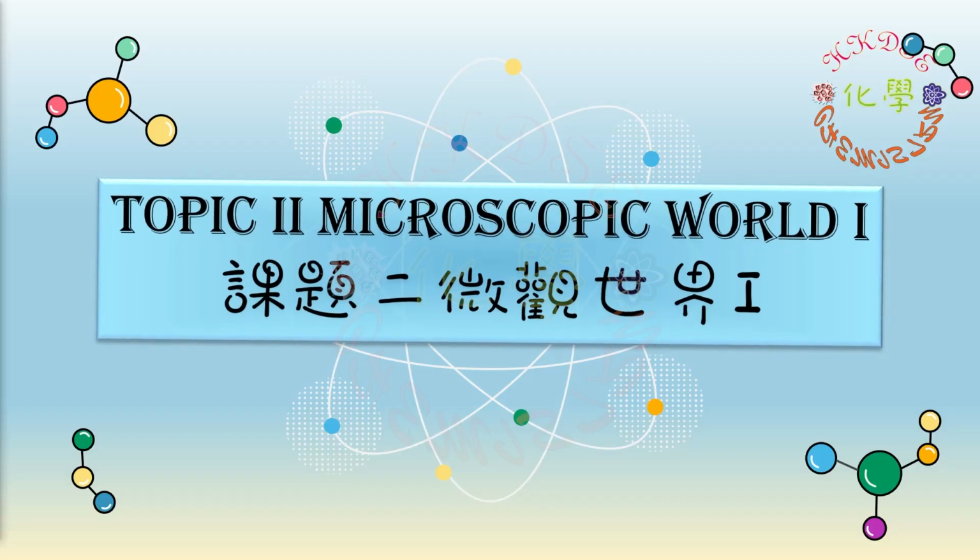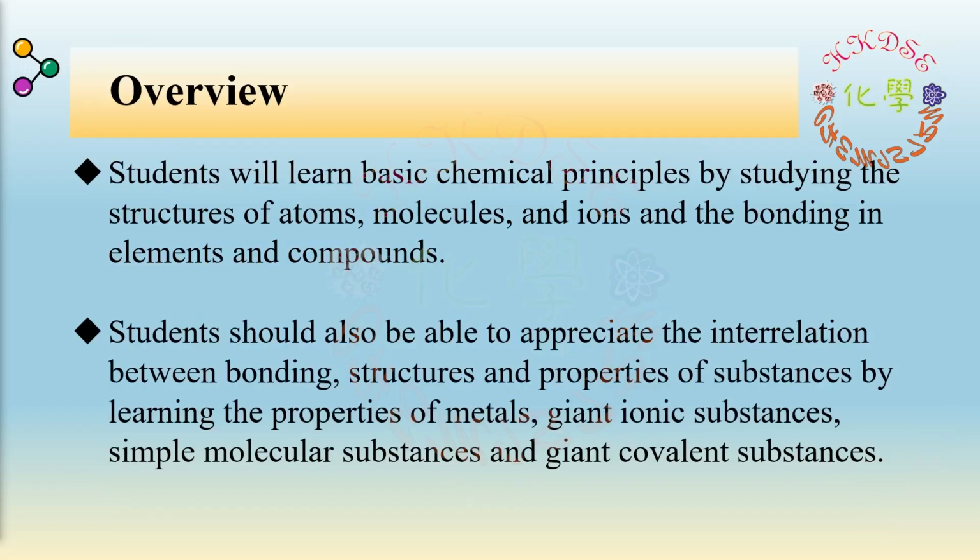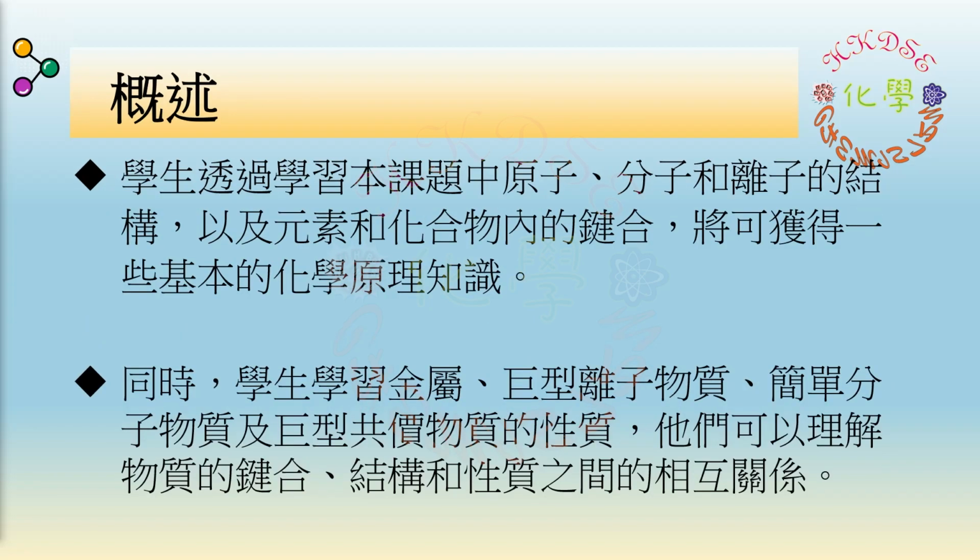Topic 2 Microscopic World 1. Students will learn basic chemical principles by studying the structures of atoms, molecules, and ions and the bonding in elements and compounds. Students should also be able to appreciate the interrelation between bonding structures and properties of substances by learning the properties of metals, giant ionic substances, simple molecular substances and giant covalent substances.